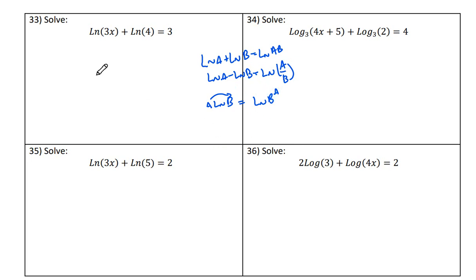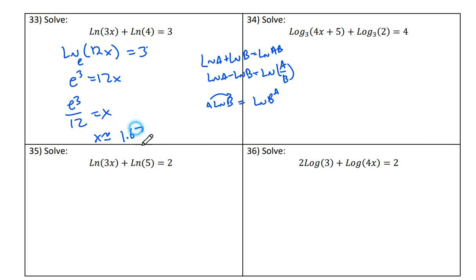Okay, I am going to do 33 and 36. We see a power rule, or a product rule here, which means I can multiply those. Now, this is base e. So e to the third, this would be our exponent, equals 12x. And thus e to the third divided by 12. And then I can put that in the calculator to get an estimate if I wanted, which I do. So x is approximately 1.674.